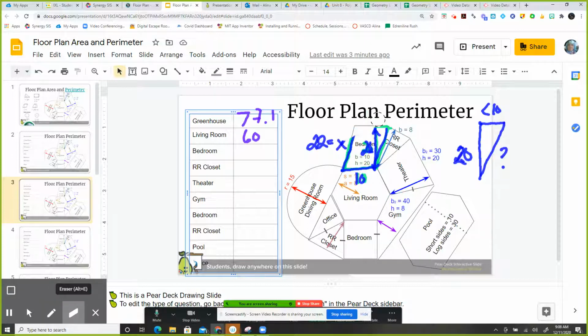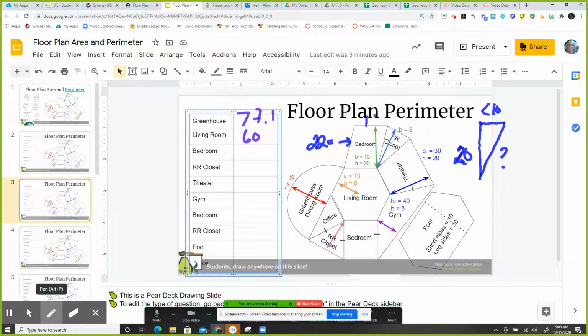So I'm going to erase some of this so it's easier to read. That's 22 and this is 10. So what's the perimeter of that?